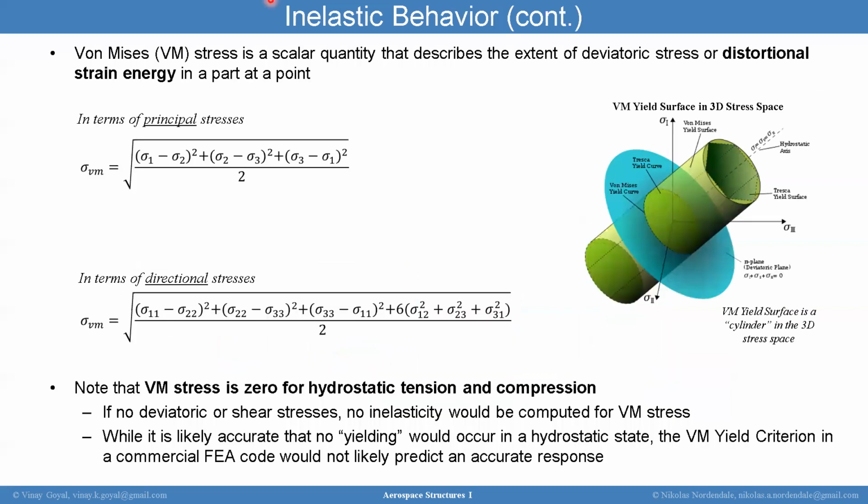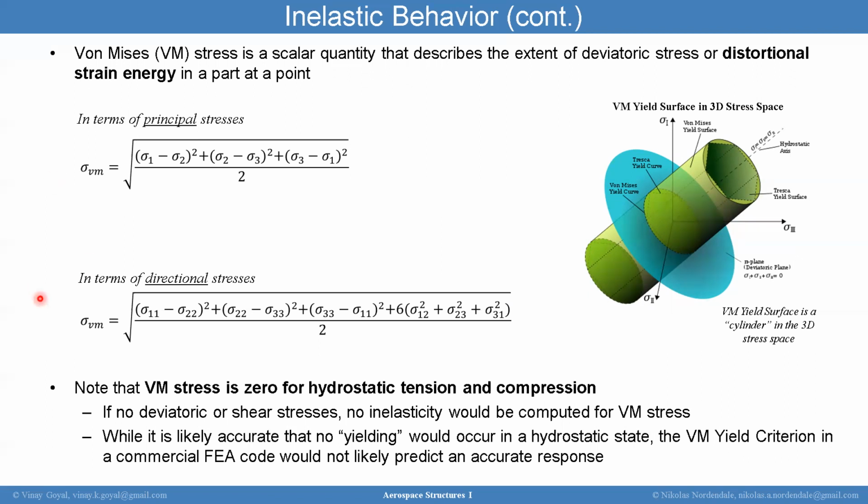If you think back to your mechanics days, you probably learned about something called von Mises stress, which is a scalar quantity of stress that's a measurement of the distortional strain energy at a given point. If you look at the principal stresses, that's the general equation for what the von Mises stress is. We've also given the equation in terms of directional stresses. But if you think of a 3D stress space, as shown on the right, the von Mises yield surface is the cylinder where the center line of that cylinder is the hydrostatic axis, where the principal stresses are equal.